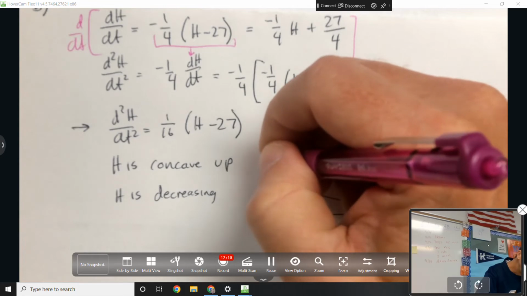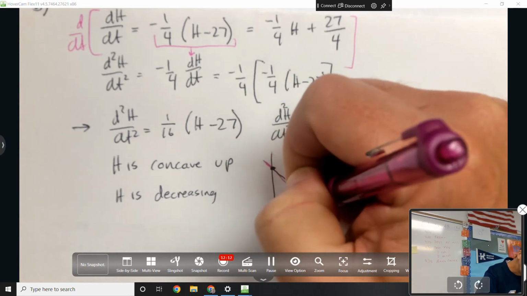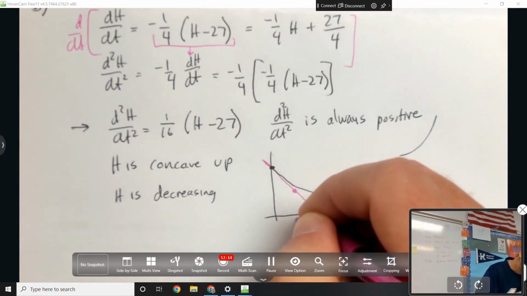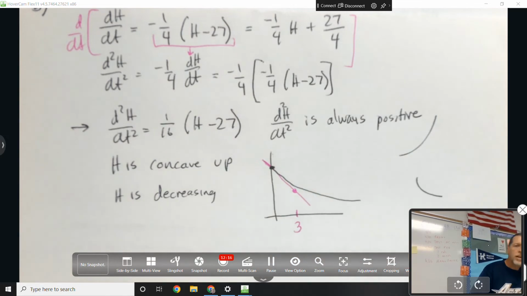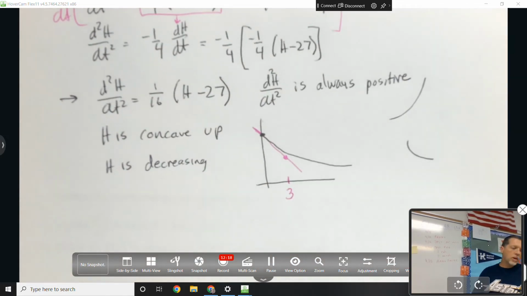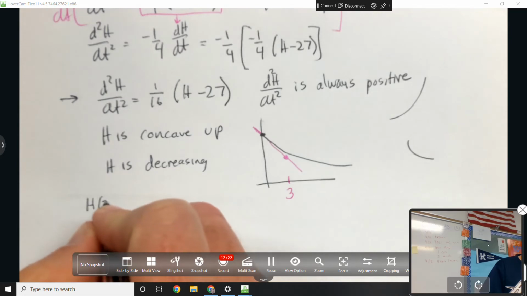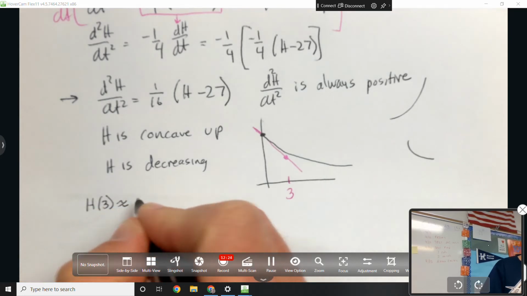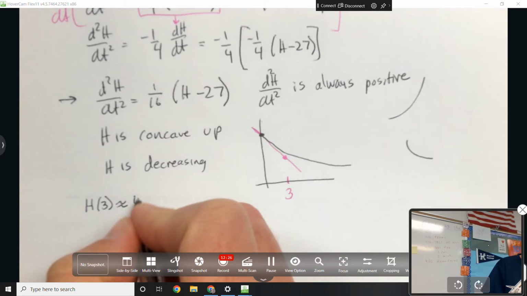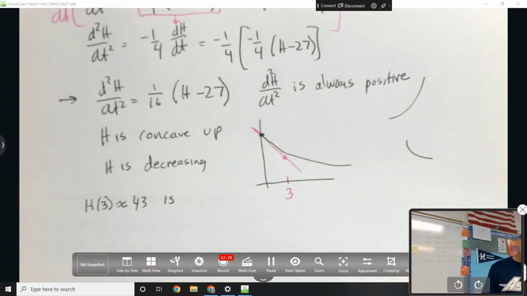So we used a tangent line approximation. So is our approximation, h of 3 approximately 43, an overestimate or an underestimate based on my picture? It is an underestimate.